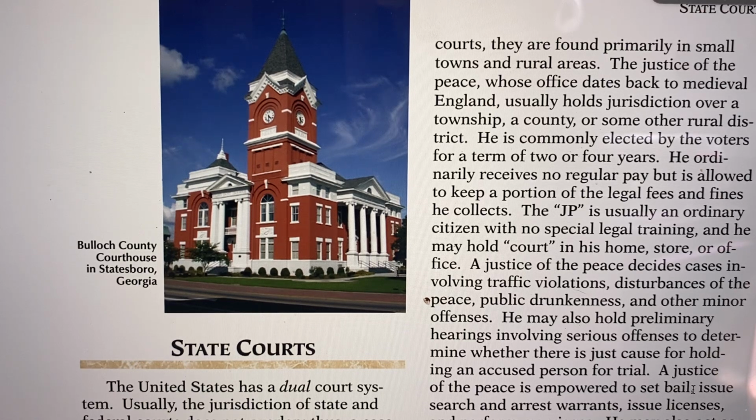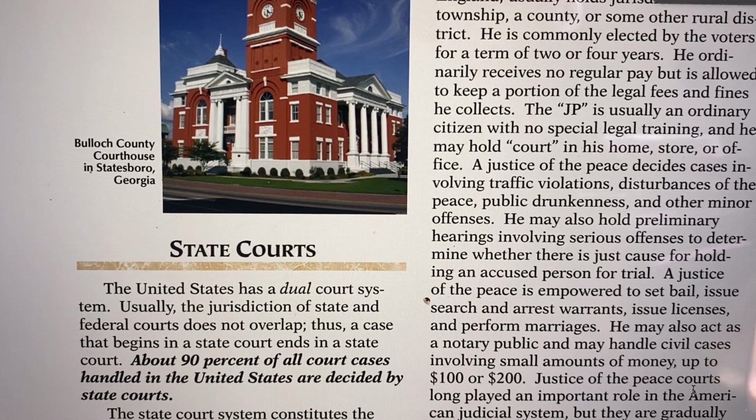In fact, there's a dual court system, which means that if a court case starts in a state, it usually ends in that state. If a court case starts in the federal courts, it usually ends in the federal courts. They rarely overlap unless the federal government needs to get involved because of federal law, or the Constitution of the United States is affected, which is very rare. So usually it begins in a state, it ends in that state, or vice versa. If it begins in the federal government, it ends in the federal government.